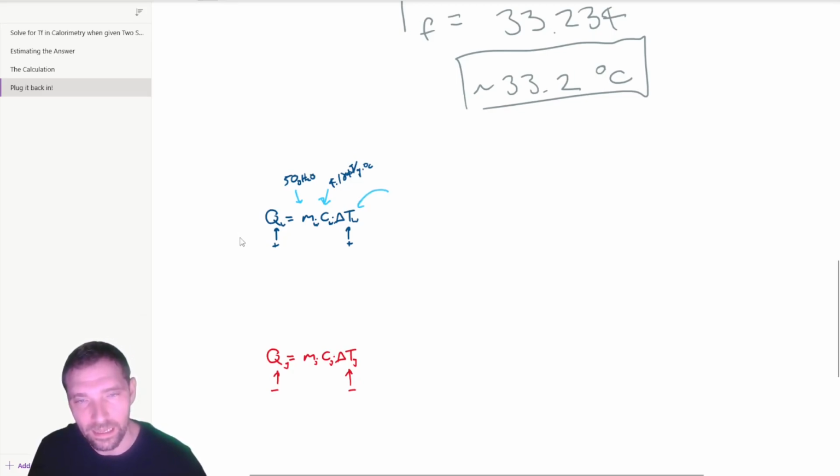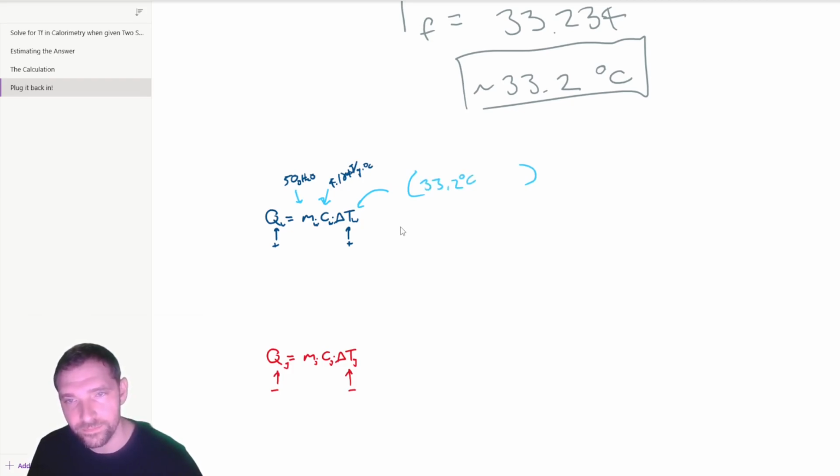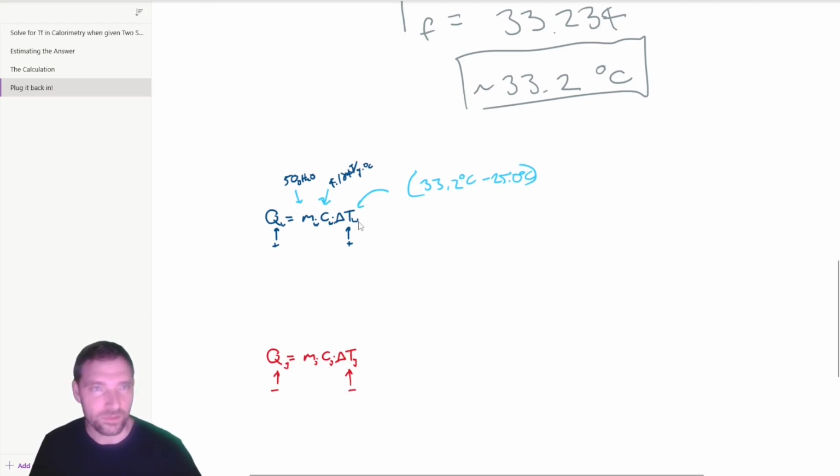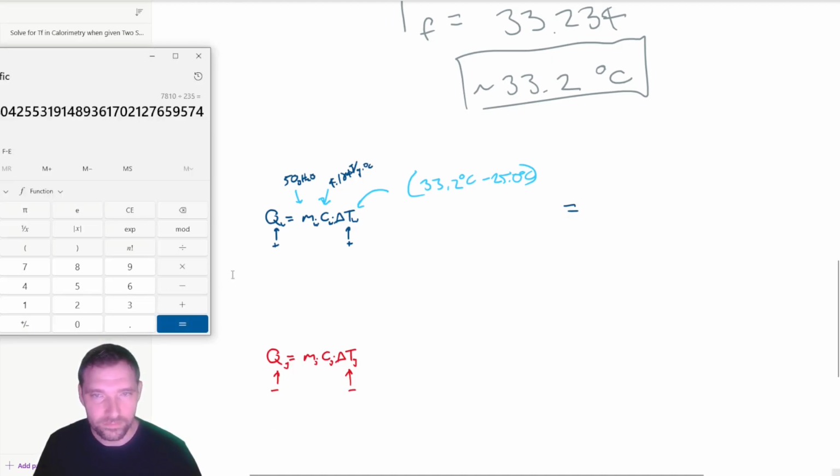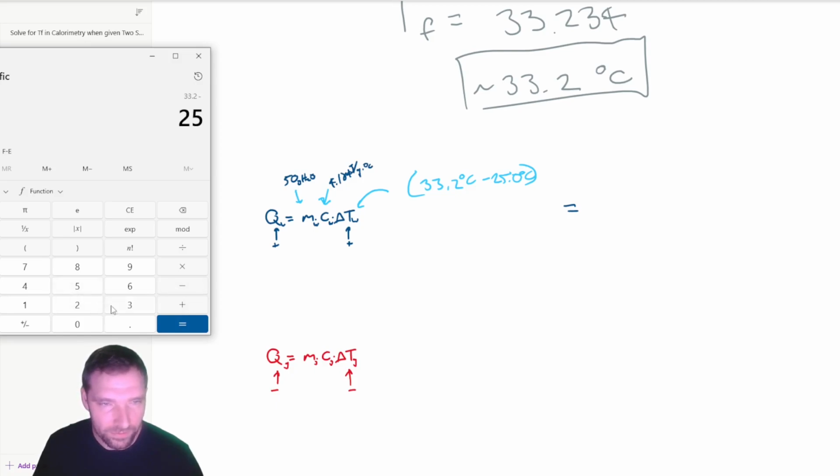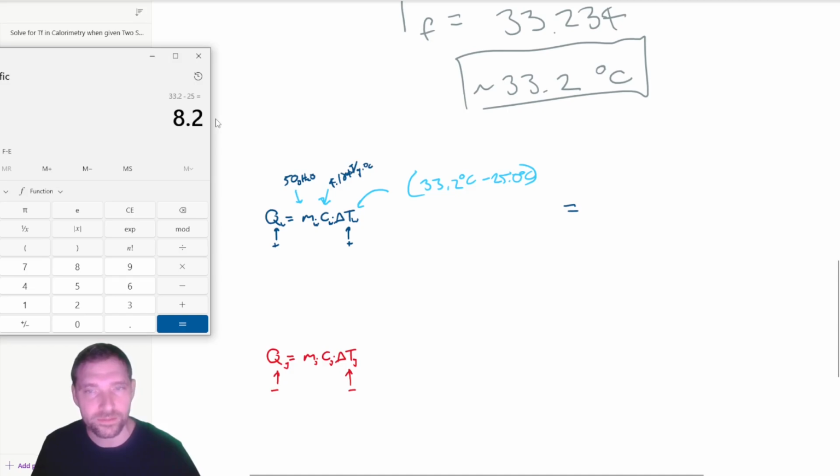And then for our T final, we're getting a final of 33.2 degrees Celsius minus the 25.0 degrees Celsius. And we can do that multiplication. So we can see what this Q value actually is. So do our 33.2 minus 25.0. That's 8.2.